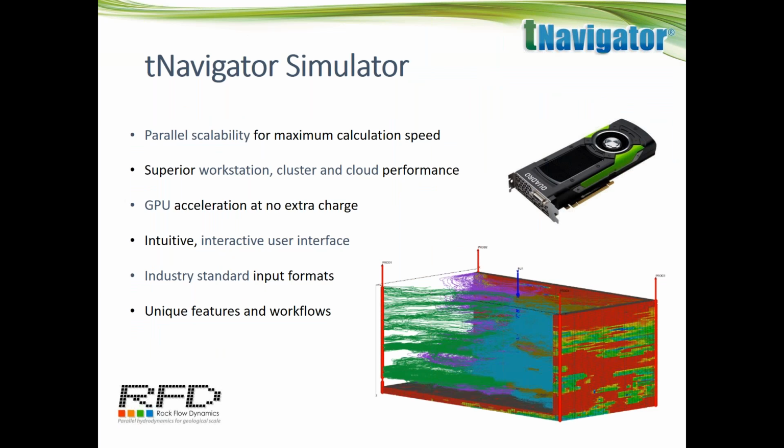So the tNavigator simulator is the fastest simulator on the market. It's parallel from the ground up. For maximum calculation speeds, we can work with any kind of computing hardware, so be it a laptop, a workstation, clusters, and we also use the cloud as well. We're also the first simulator to use a hybrid system with CPU and GPU.